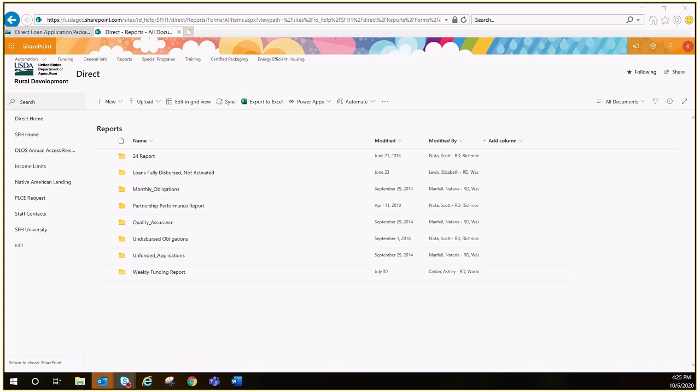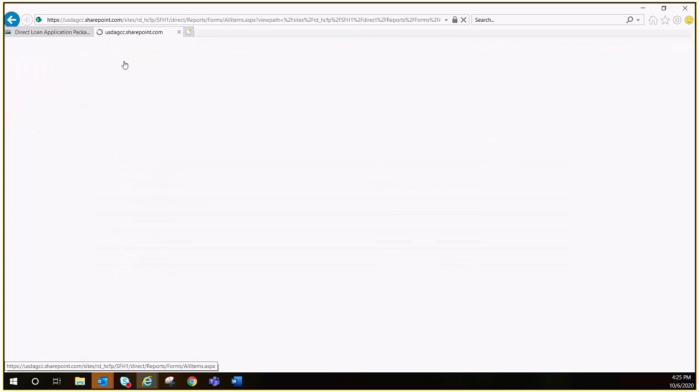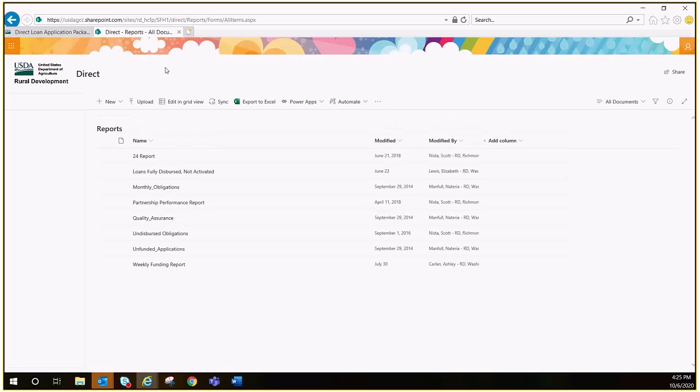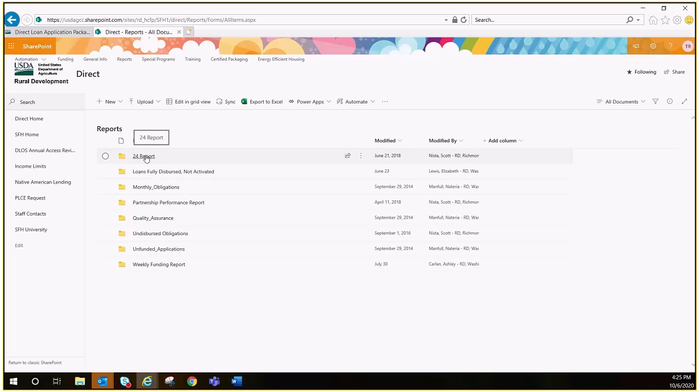And today I wanted to show you a quick tutorial on how to read the 24 report and also what to look for in that report as far as red flags that you may want to further investigate in your state. So first of all, if you're on the SharePoint site, you want to select the reports folder from the main page, and then that'll pull up the list of monthly reports that are posted.